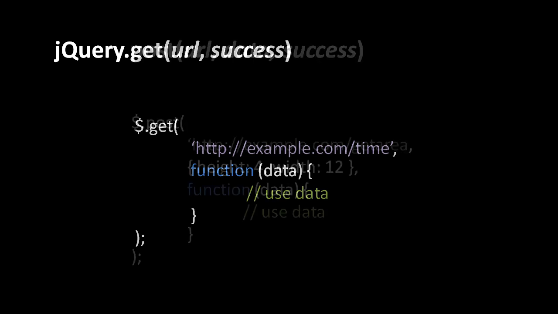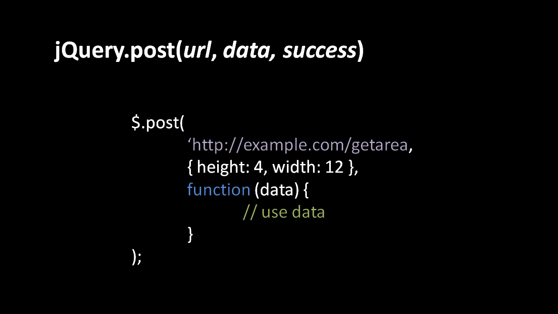And then for post requests, it's the same deal, except we throw in another argument. We're throwing in the data which we're sending in the post request. And here we're expressing that as a JavaScript object, so it's sending height with a value of 4 and width with a value of 12. jQuery will take that object and parse it for you into a properly formed post body. Again, there are some complexities, some advanced options that I'm eliding over here. I'm just presenting the simplest use case. So I encourage you to take a look at the documentation.